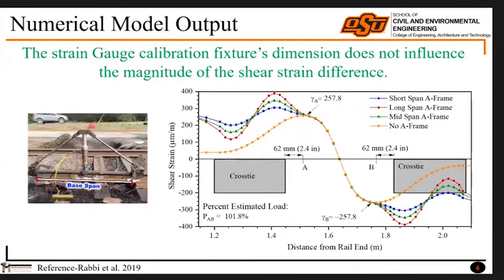In another case, in the same numerical model, I applied different A-frame dimensions. And I observed that as long as we are measuring the shear strain at point A and point B, we are okay. But outside that region, there is a variation in shear strain. So if we are in between these two ties, we are okay. Now these two concepts we also tested in the field, to see whether it actually works or not.